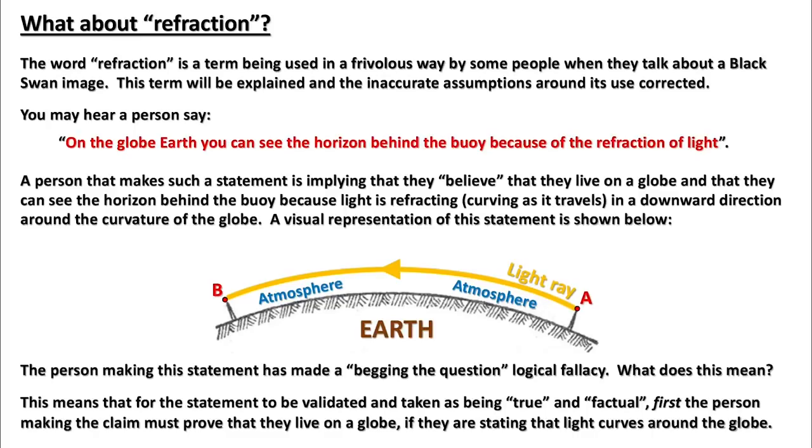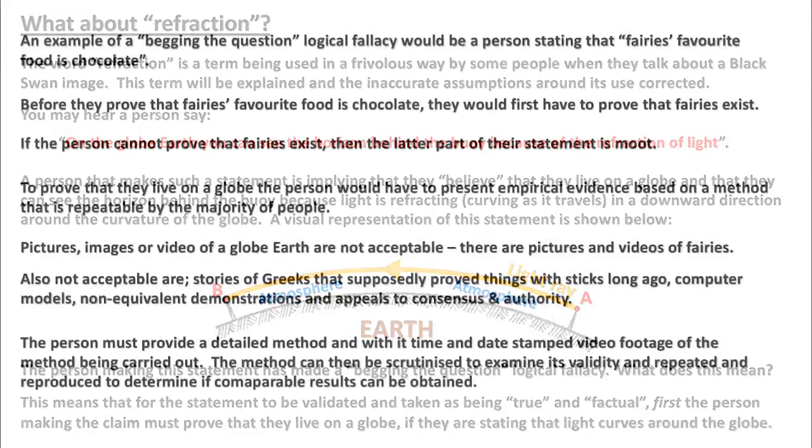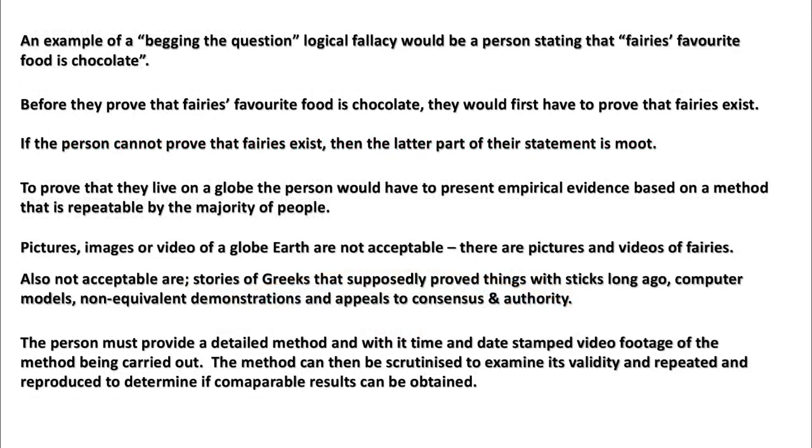The person making this statement has made a begging the question logical fallacy. What does this mean? This means that for the statement to be validated and taken as being true and factual, first, the person making the claim must prove that they live on a globe if they are stating that light curves around the globe. An example of a begging the question logical fallacy would be a person stating that Fairy's favorite food is chocolate. Before they prove that Fairy's favorite food is chocolate, they would first have to prove that fairies exist. If the person cannot prove that fairies exist, then the latter part of their statement is moot.